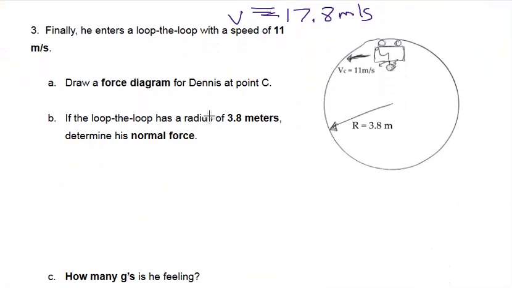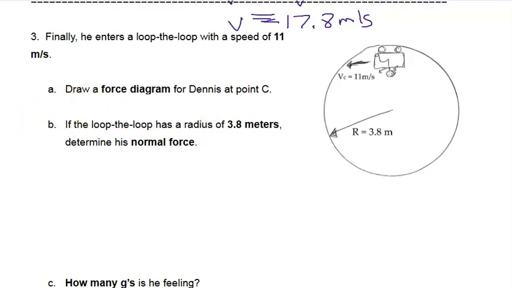All right, last question, I believe. Now he's in a loop-de-loop with a different speed. So question A, draw the force diagram. The Earth still pulls on him with 725 newtons, but he was trying to fly off tangent this way, slamming himself into the track, causing a normal that is down. So now both forces are pointing towards the center, so they're both radially inward.